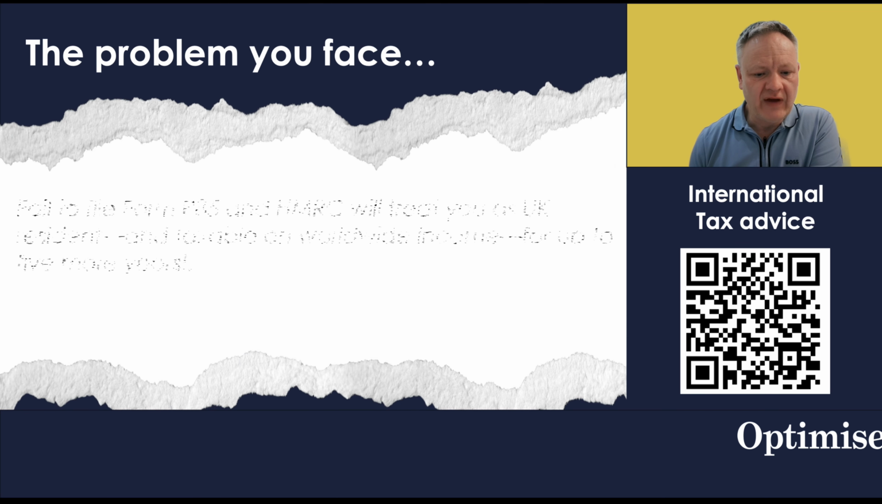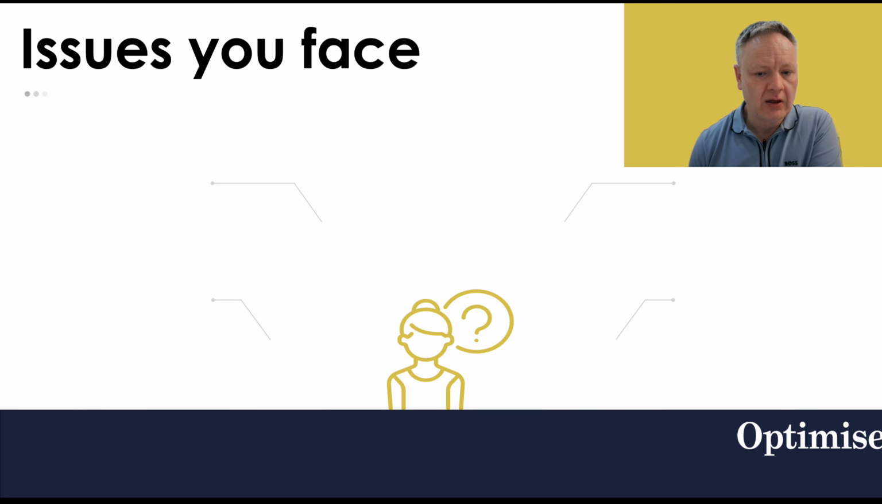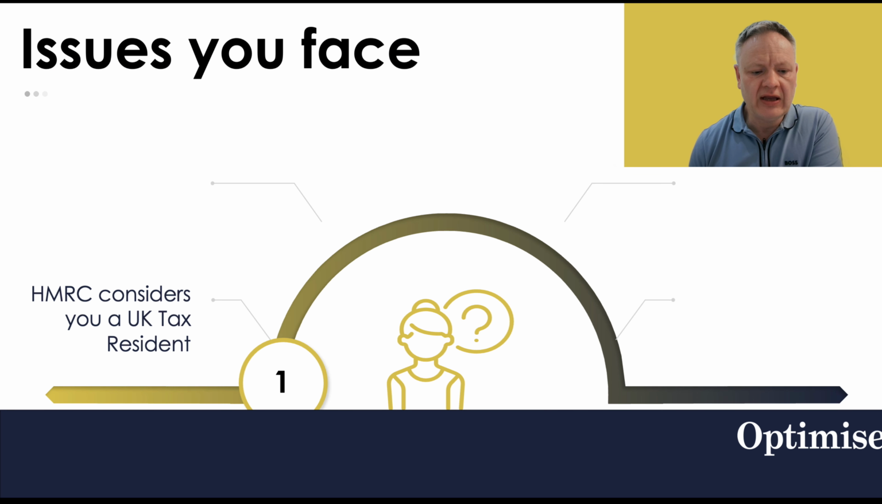The problem that you face is, if you fail to file the P85, HMRC may treat you as a UK tax resident for the next 5 years if you're not careful. So what things should you consider? Well, HMRC could consider you as a UK tax resident. That's a real problem because if you don't tell them that you left the UK, they may look at your foreign income and then decide to tax that and say, well, you owe us tax.